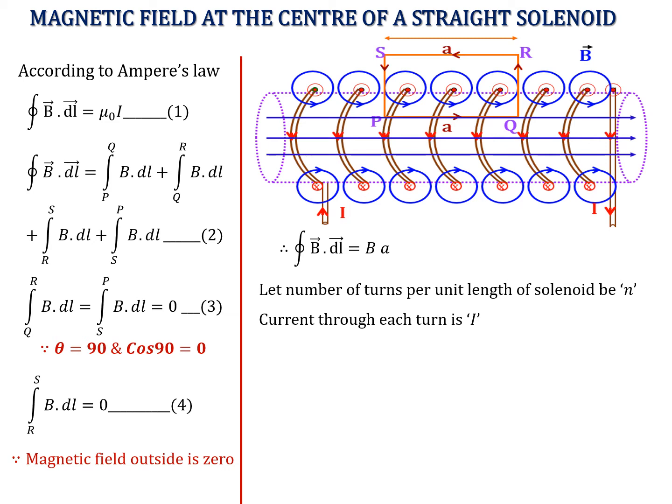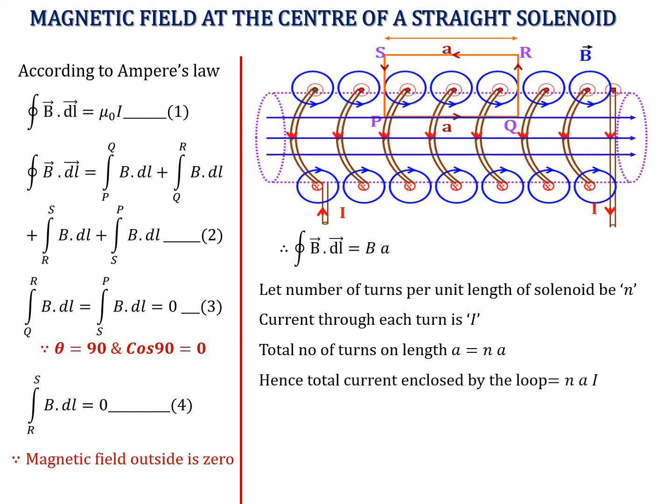So total number of turns in this part will be NA. Hence the current will be NA into I. So the total current enclosed by the loop is NAI. So what we can write now? B into A is equals to mu naught NAI. A cancels out and magnetic field is mu naught NI.